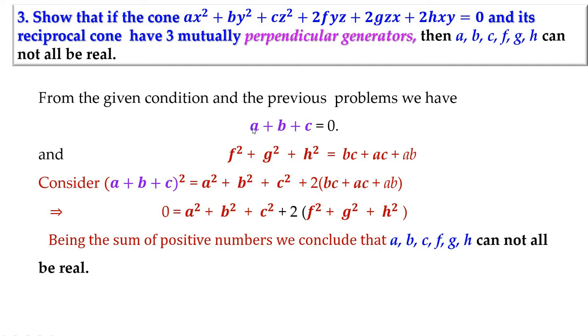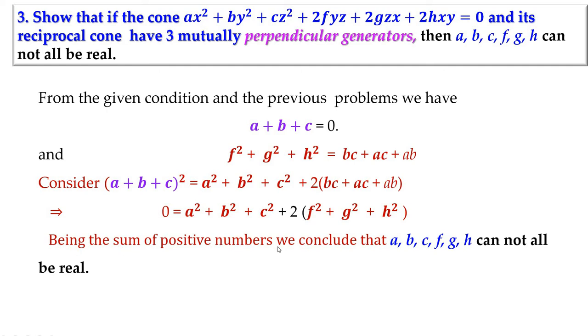So from the first problem, because the cone has 3 perpendicular generators, we have this. And from the second one, we conclude that the reciprocal cone has 3 perpendicular generators. So from that we arrived at this. Combining these two, if we consider (a plus b plus c) the whole square, this formula is known to us. In this, just replace BC plus AC plus AB by f square plus g square plus h square. So this is what you have.